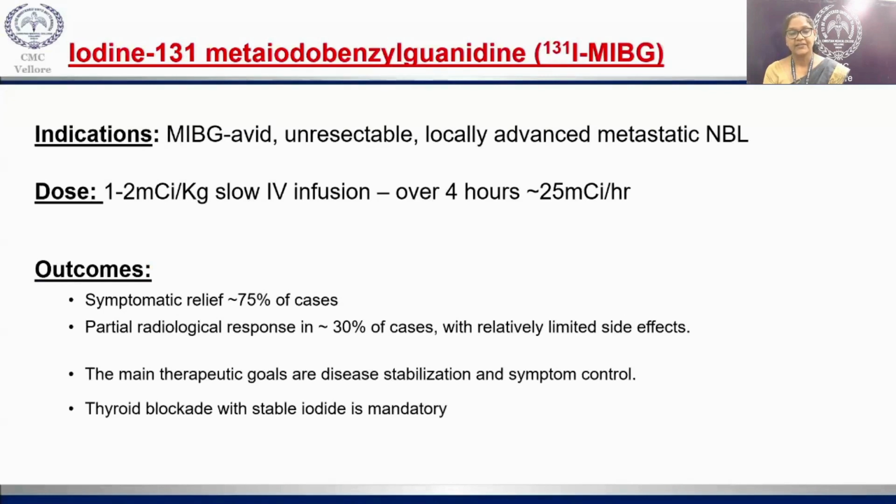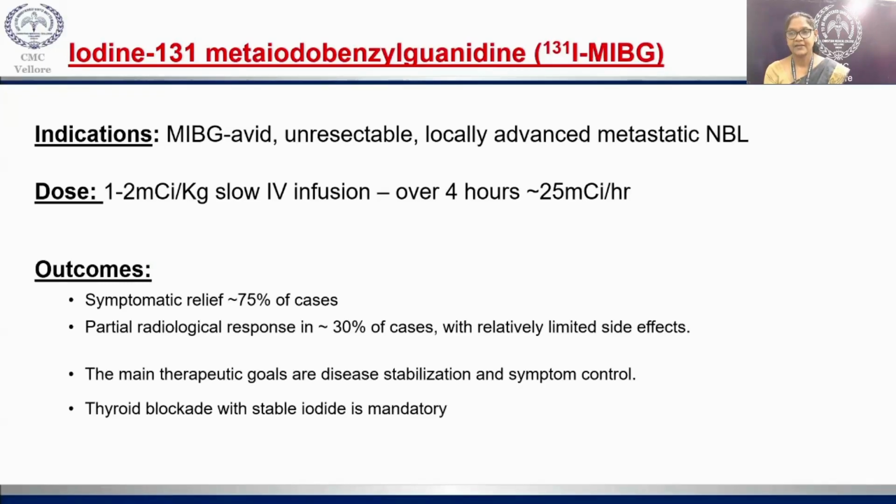MIBG, as we know, the indications are if there is MIBG avidity, and if the lesions are unresectable, and also in locally advanced metastatic neuroblastoma. About 1 to 2 millicurie per kg slow IV infusion over 4 hours, that is 25 millicurie per hour, is administered. And what are the outcomes that we expect?